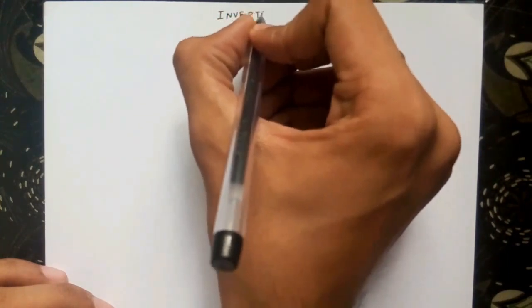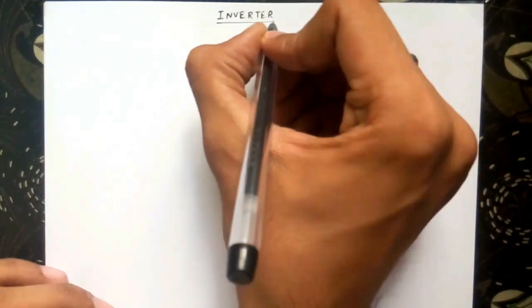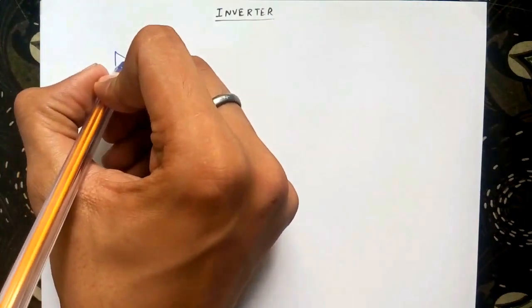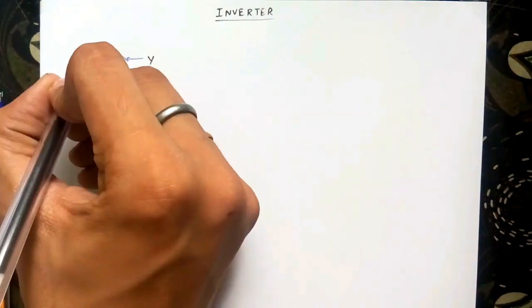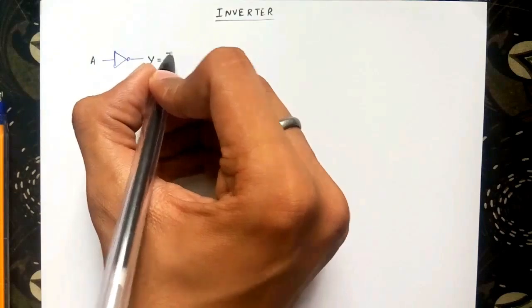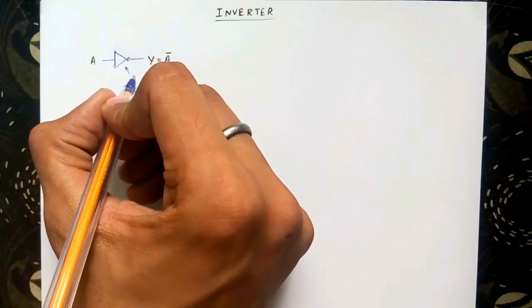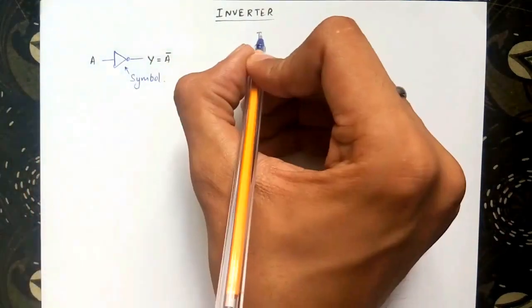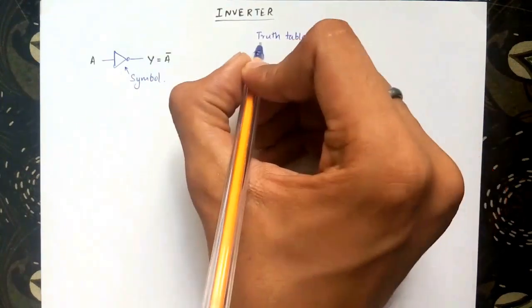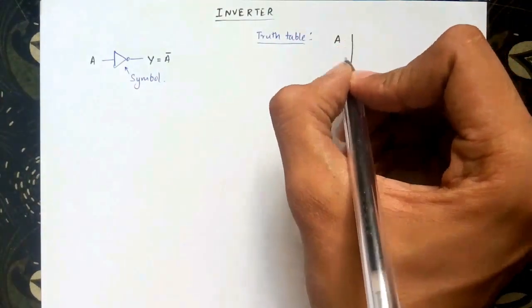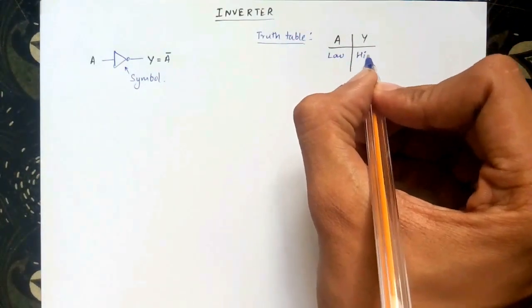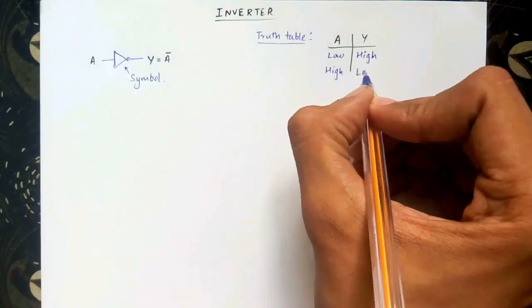In this video, we will be discussing the CMOS inverter. An inverter is one of the basic logic gates whose output is defined as the complement of input. This is the circuit symbol for an inverter. Now let's look at its truth table. When the input is low, output is high, and when the input is high, output is low.